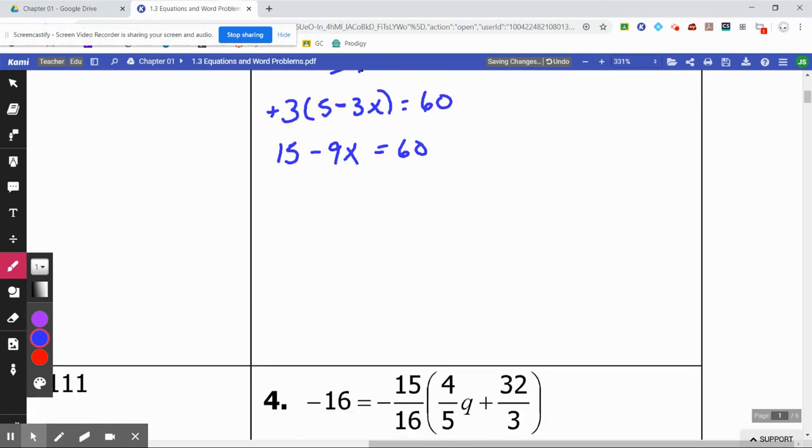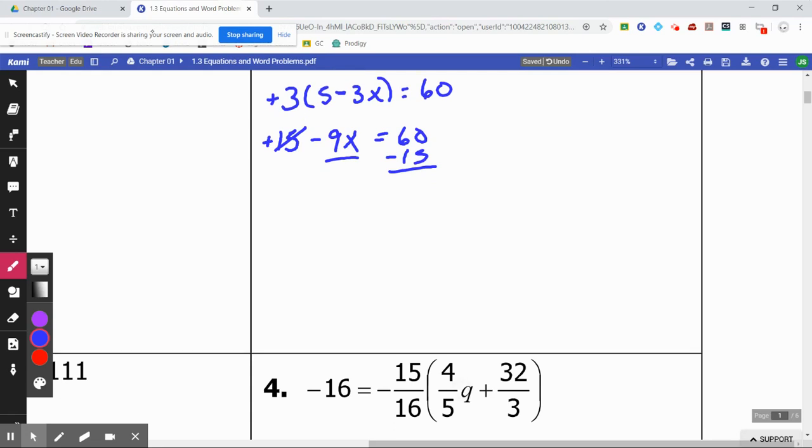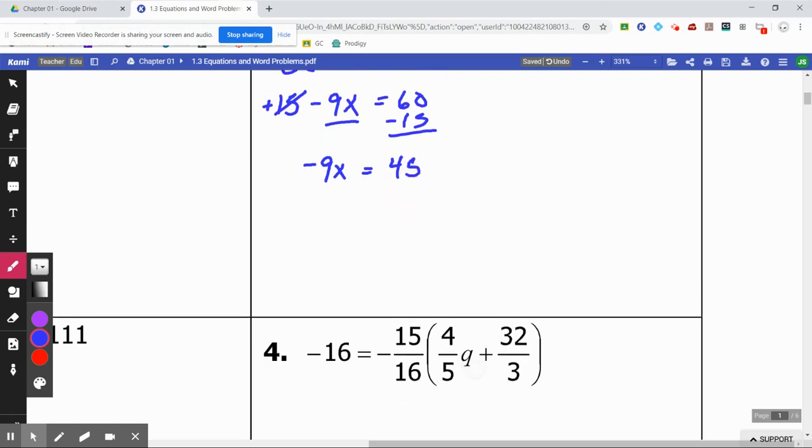And it's just like the other problem. Combine all your like terms on the same side. I'm leaving my x's over here, so I'm going to move my 15 by subtracting 15. The reason I subtracted is because this is a positive 15. I'm now left with negative 9x equals 60 minus 15 is 45. Last step, since these are being multiplied, I will now divide by negative 9, and I get x is negative 5.